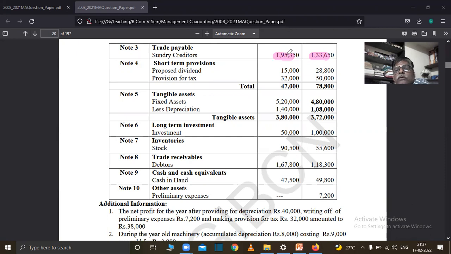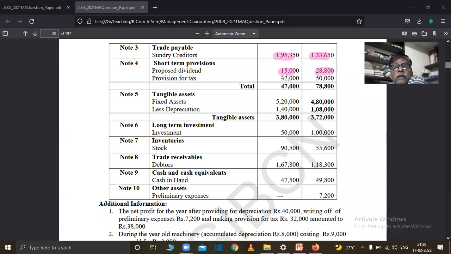You see the first column. In the first column, increase is there. So increase of creditors comes in the decrease column. Dividend 15,000, 28,800. And here also the closing column is the first, opening column is the second.